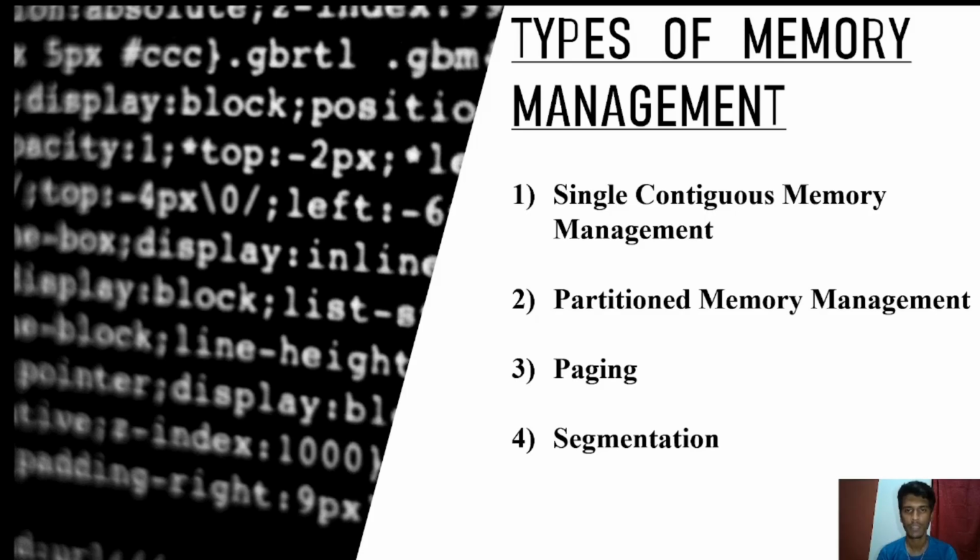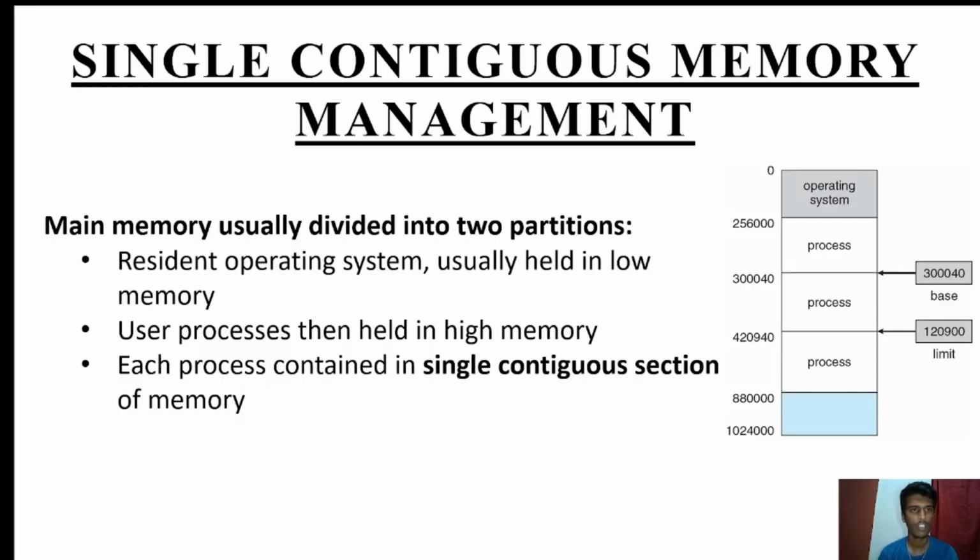Types of memory management: single contiguous memory management, partitioned memory management, paging, and segmentation. First, we're gonna see single contiguous memory management. Main memory is usually divided into two parts. The contiguous memory is divided into two parts.